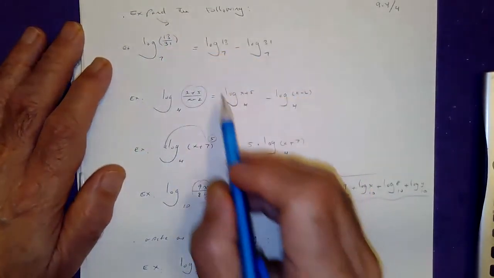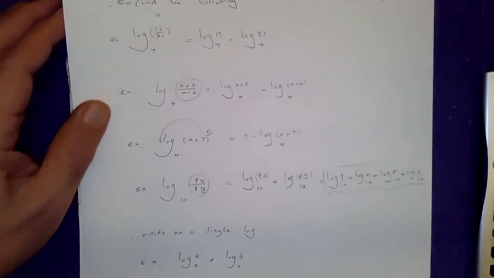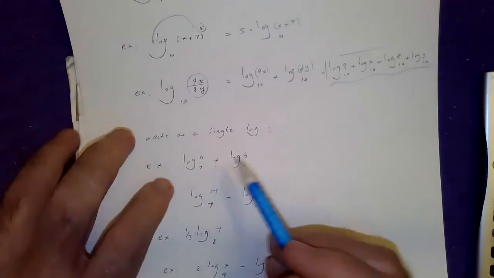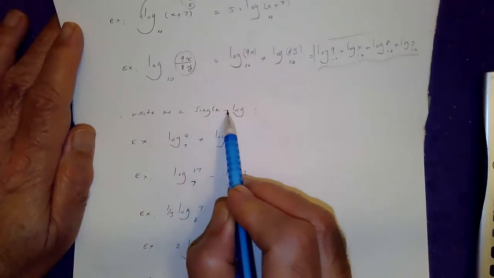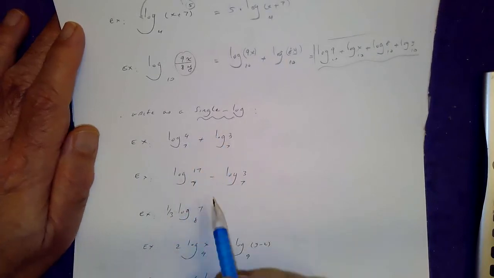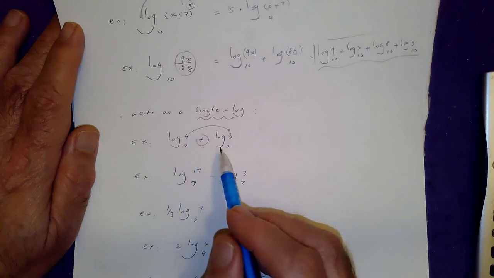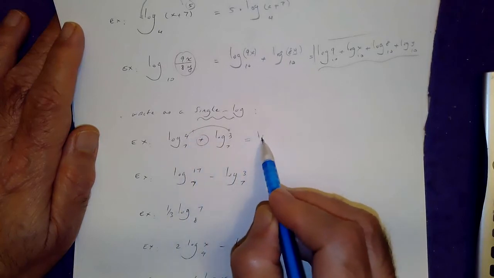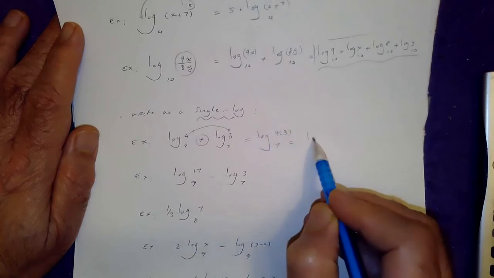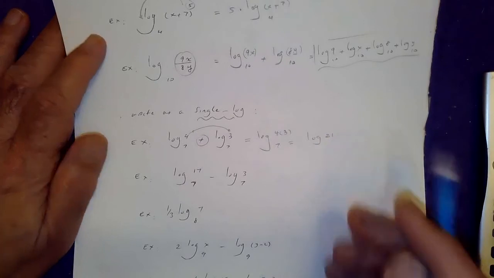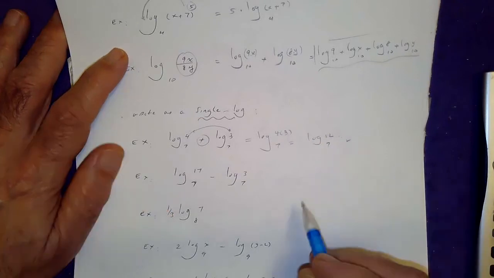Expand means pull it apart, so break it up. Sometimes the problem shows up in expanded form, but they want you to write it as a single log. Remember, addition comes from the product of the logarands. I believe that was using the product rule backwards. So this is log of 4 times 3 base 7, which is simply log of 12 base 7.